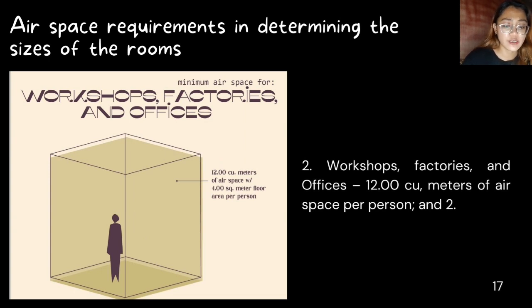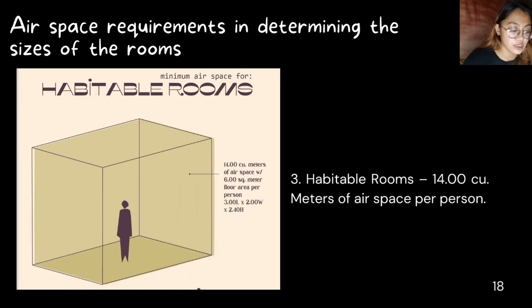As we can see in this picture, in workshops, factories, and offices, the size or dimension should have 12 cubic meters of airspace per person. Thirdly, for uninhabitable rooms, it should have 14 cubic meters of airspace per person.